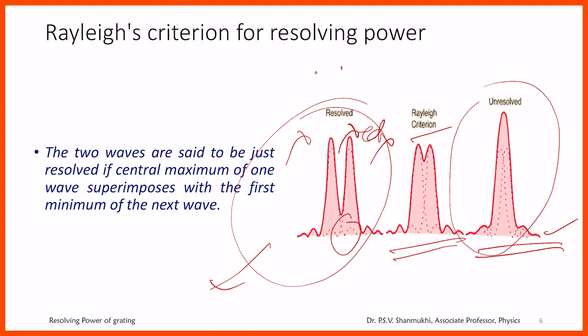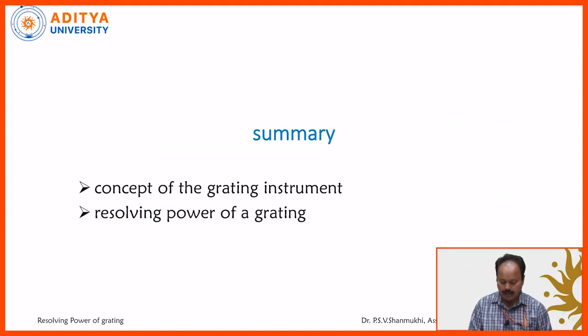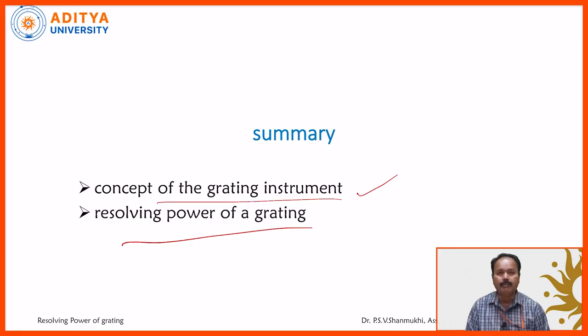So, in this class, we have discussed what the grating instrument is, how the grating is designed, how many lines may be there in general, what the resolving power of a grating is, and what Rayleigh's criterion is. All those things we have discussed here.